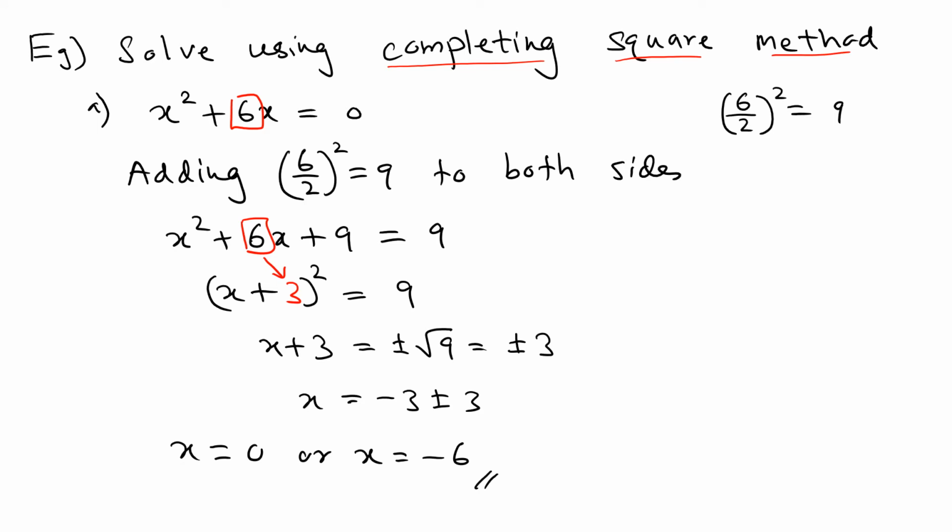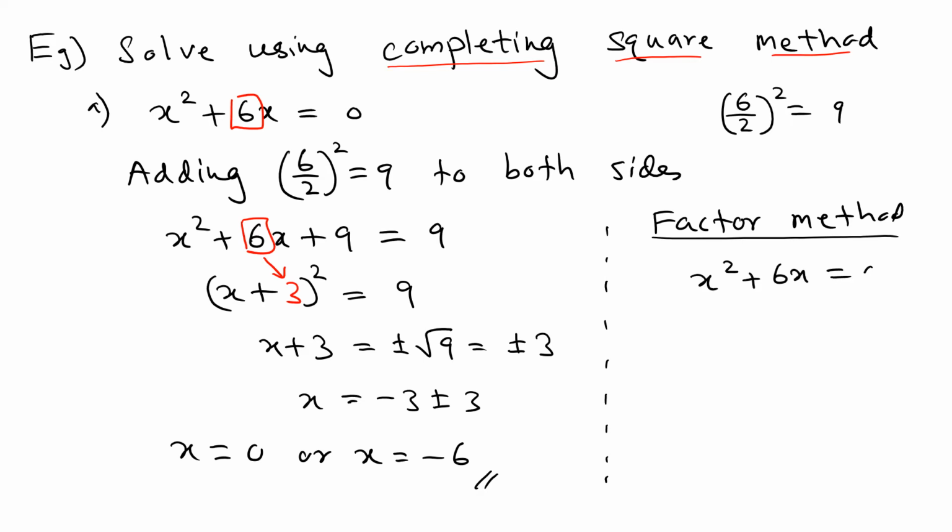So this is the completing square method. Let's see what happens if you use the factoring method and whether we get the same answer. You should, but let's see. So the factor method, just in case. Let's see how it works. We have x squared plus 6x equals 0.